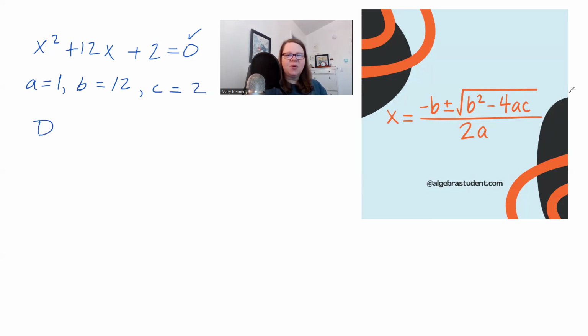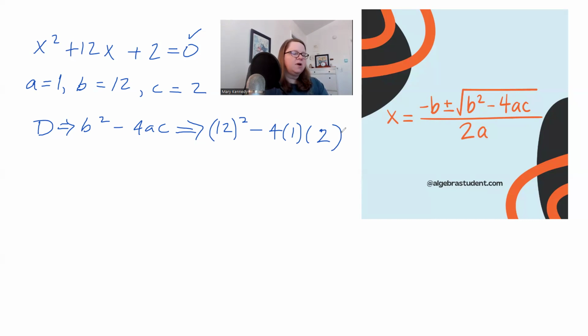The discriminant is the part underneath the radical right here. So it's B squared minus 4AC. So that's what we're going to plug into first and start to make this a little less complicated. So B is 12, so 12 squared minus 4 times A is 1 times C is 2. All right, that's 144 minus 8. What is that? Me and subtraction don't get along too well. All right, that comes out to be 136.